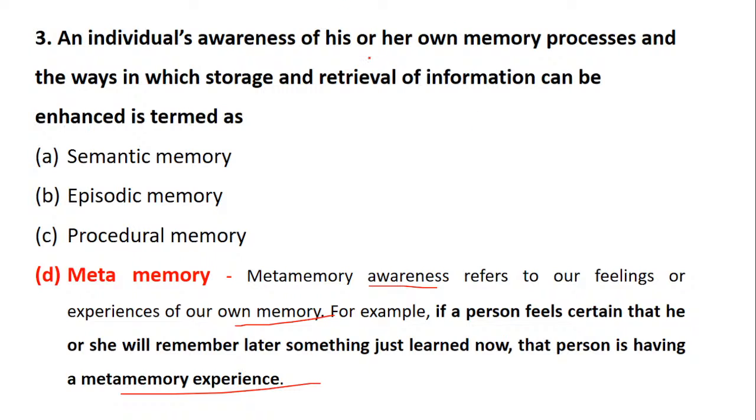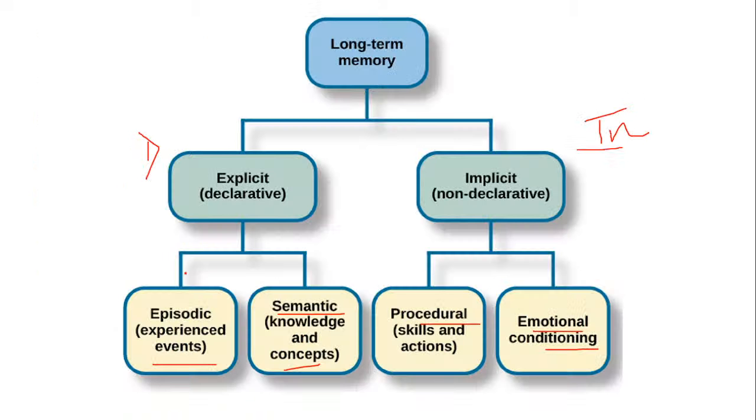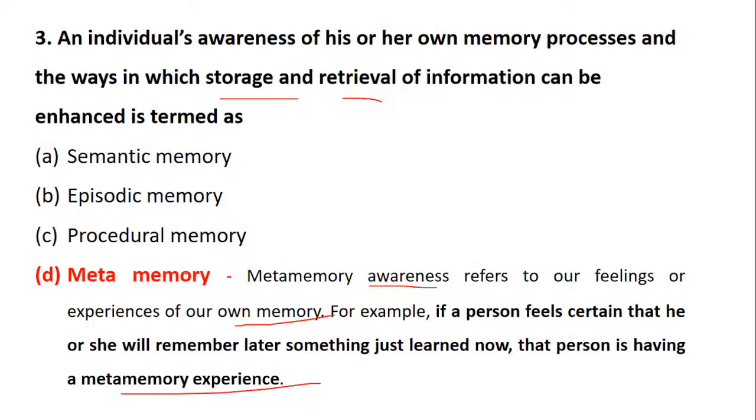It means he knows his own memory process, and he knows that the storage and retrieval of the information will go well. When you are confident about your own way or style of memory, the technical term for that is metamemory. Is it clear with everyone? Those who did not know about this, I hope you have understood now what is episodic, what is semantic, what is procedural, what is emotional. It can come in any form, just remember it very well. Okay, fine. We'll move ahead now to the next question.